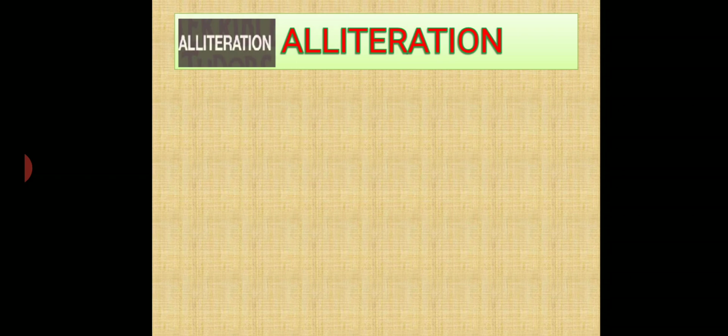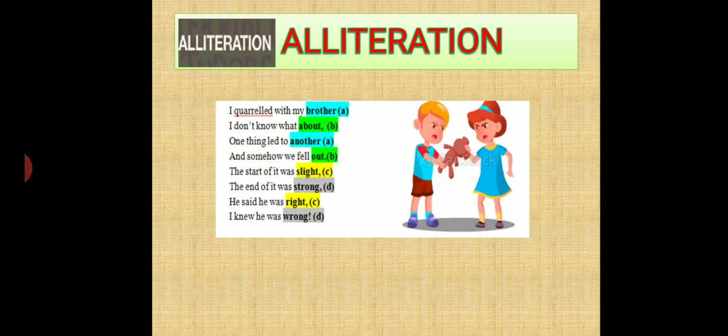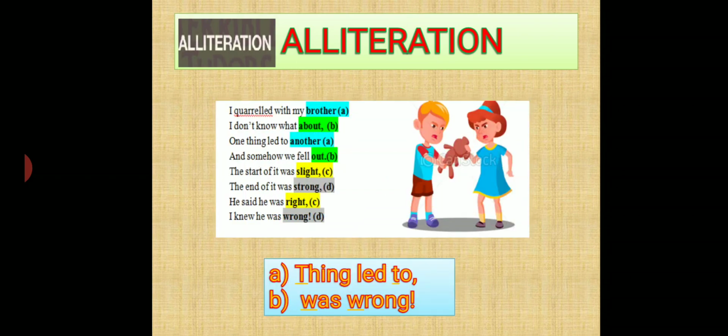Now in context to your poem, here coming to the words things, thing led to. So T and T repetition. Was wrong: W, W. In the last line you will see that was wrong is written. So W repetition is there. So it becomes your alliteration.